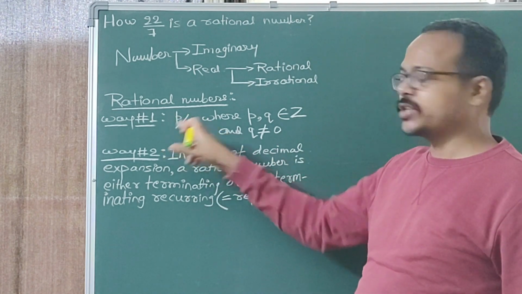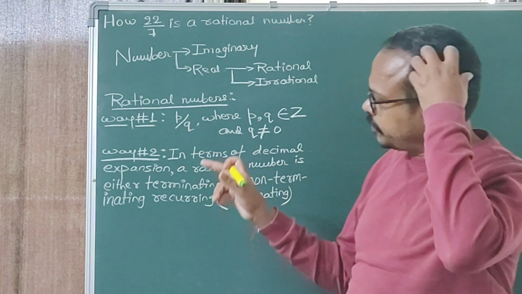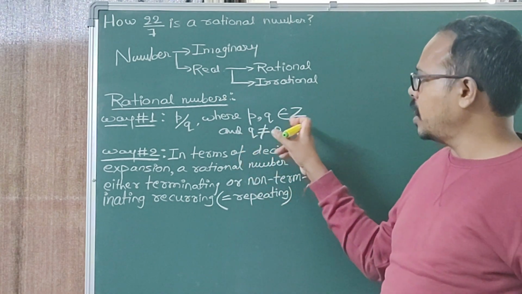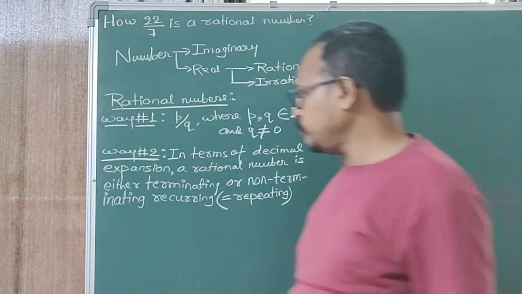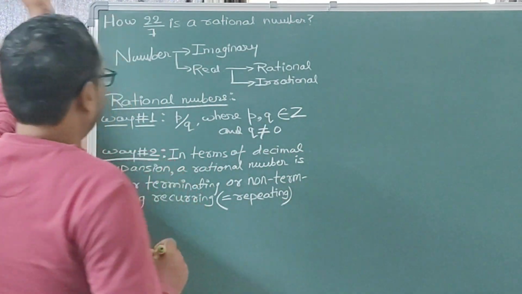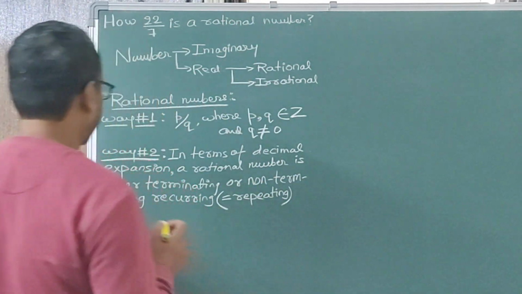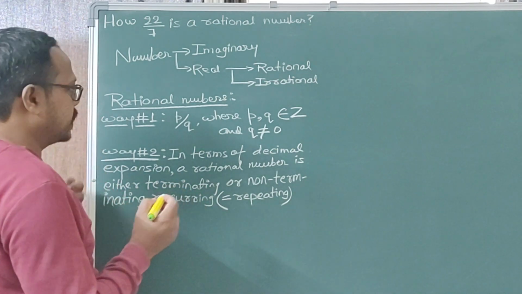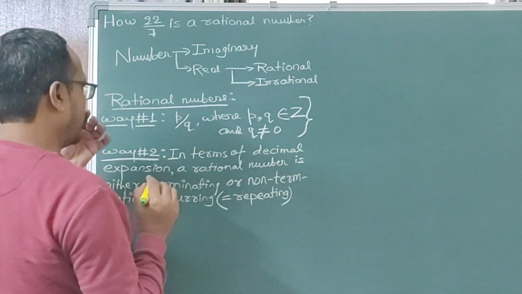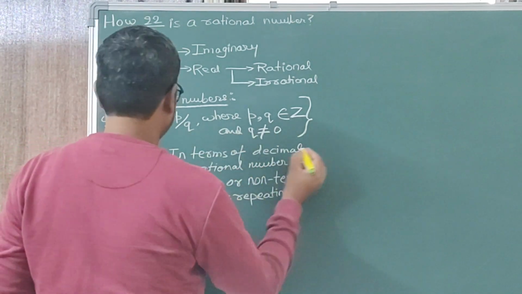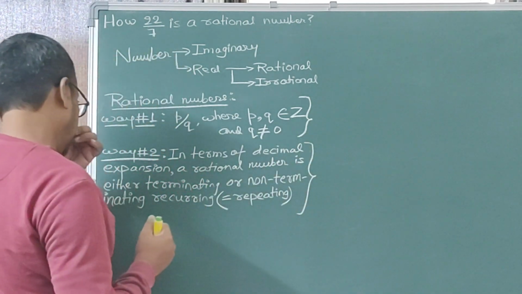In terms of fraction, this is the definition of a rational number: it can be represented in the form of p by q, where p and q are integers, and we denote integers by Z, and q is not equal to 0. Irrational numbers, if time allows, I will discuss that too. I think I should discuss that as well. What are the examples of rational numbers by way 1 and by way 2? We will see that.